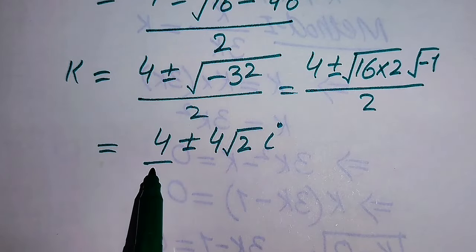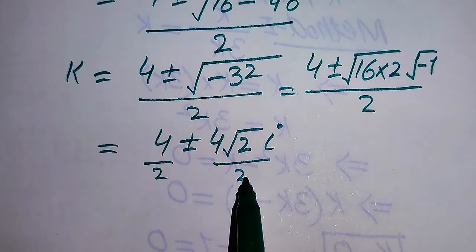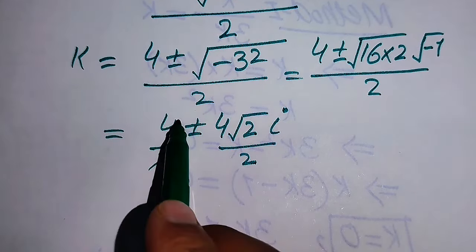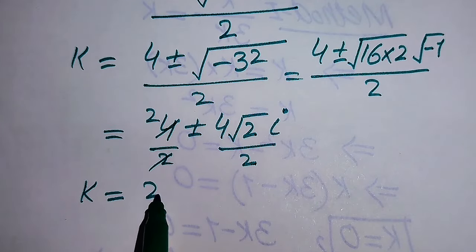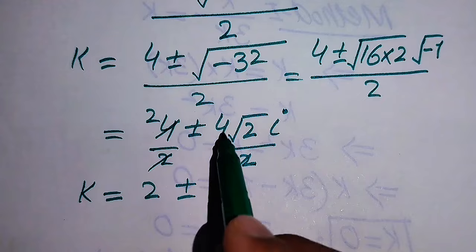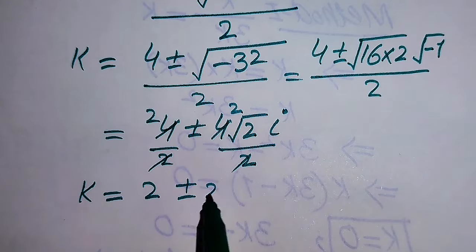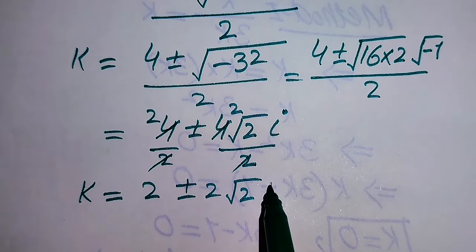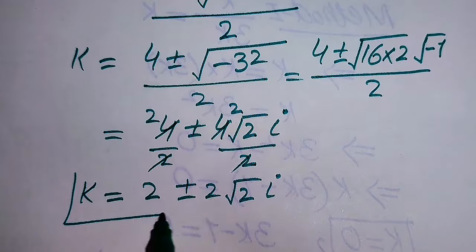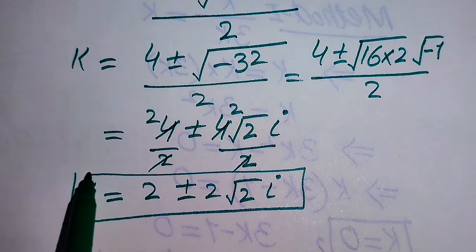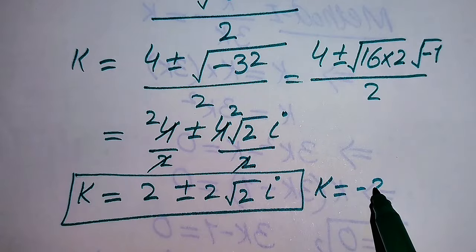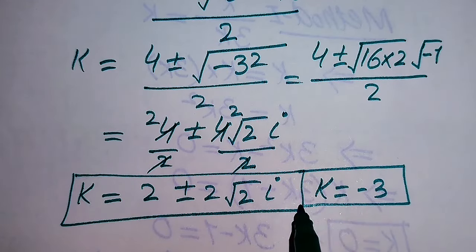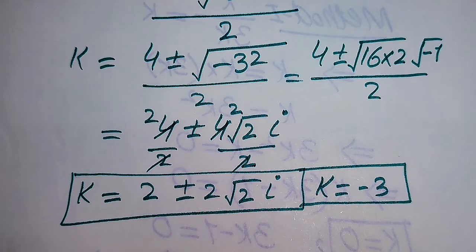Further we break this fraction and write 2 separately on both of these values, and we get 4 divided by 2, which is 2. So the value of k is equal to 2 plus minus 4 divided by 2, which is 2, times square root of 2 into iota. So these are the other two complex roots of the given equation, and we have one real root, and that is k equals minus 3. These are the three roots of the given equation.